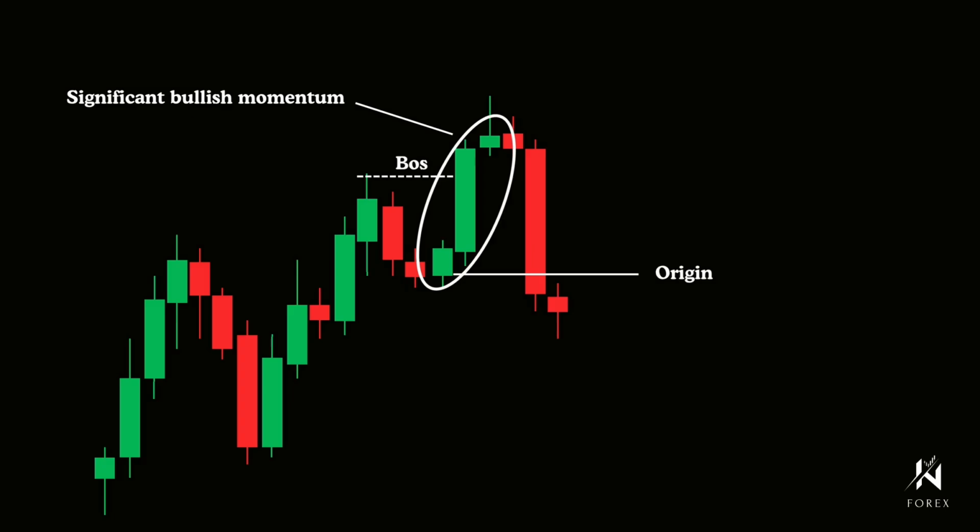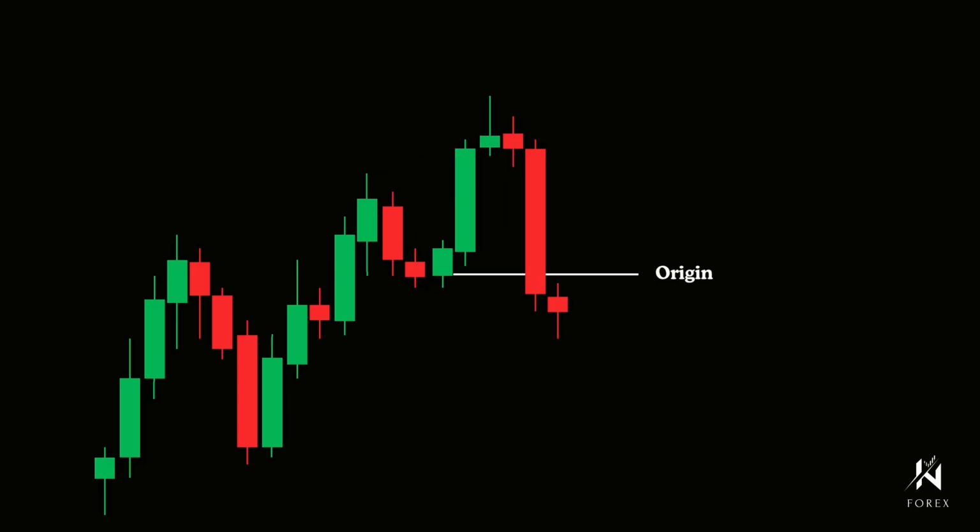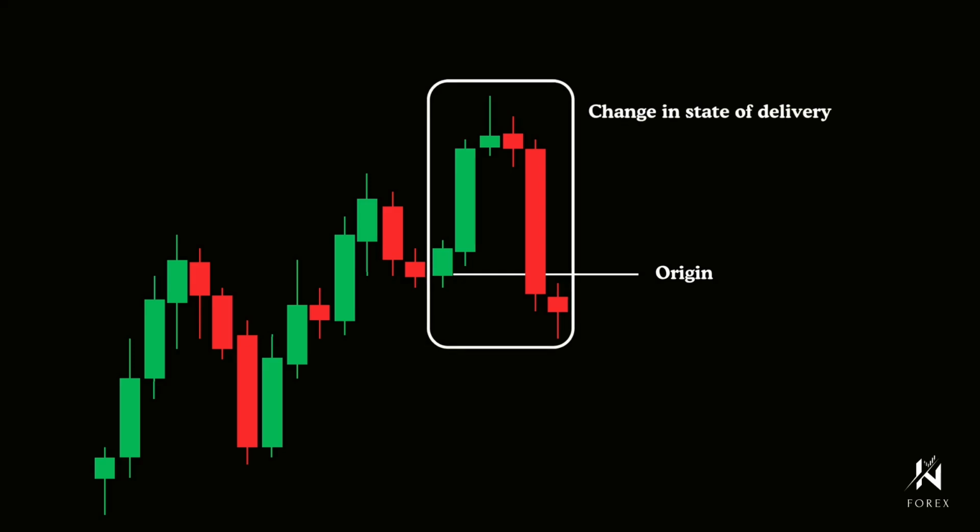We highlight the body of the first strong bullish candle as a reference for the start of this move. With the structure leaning bullish, we naturally expect price to continue higher after a minor retracement. However, if price suddenly drops and closes beneath a key demand level, invalidating the previous bullish push, this is what we call a change in state of delivery.